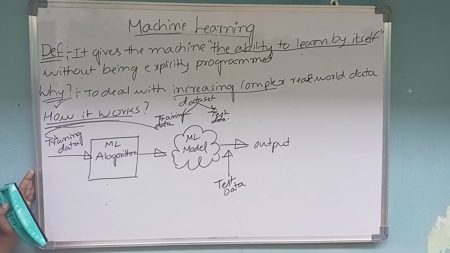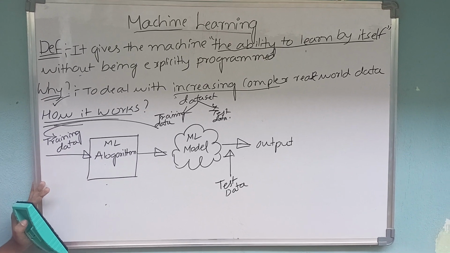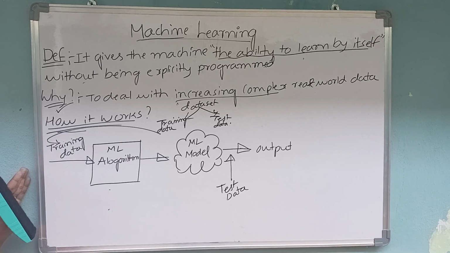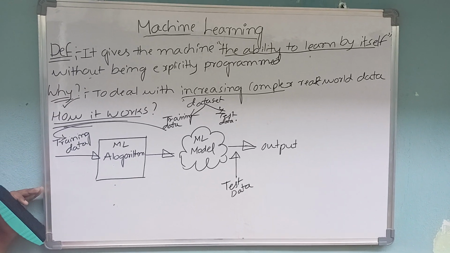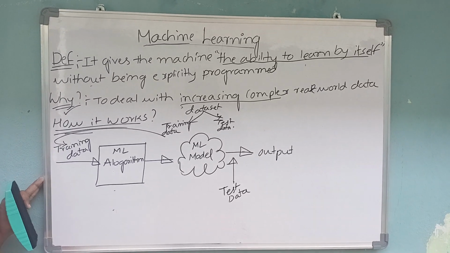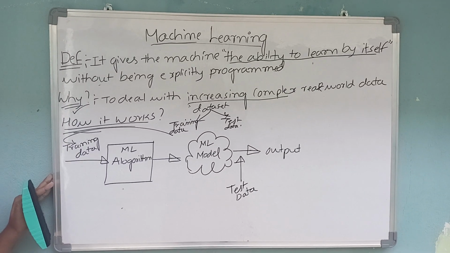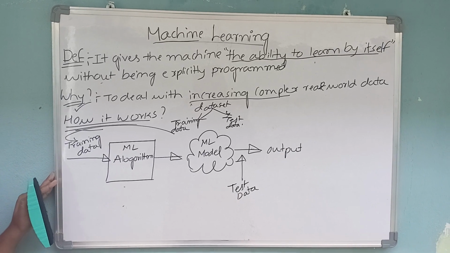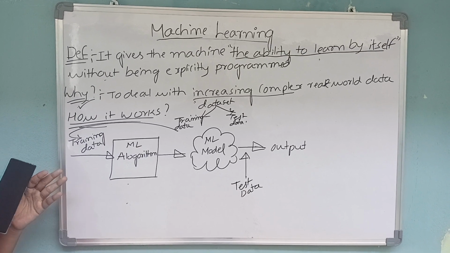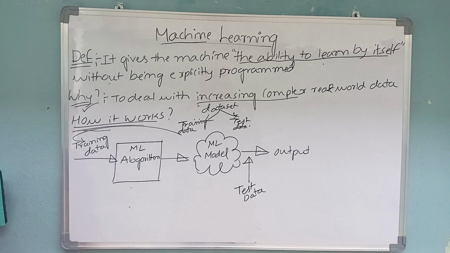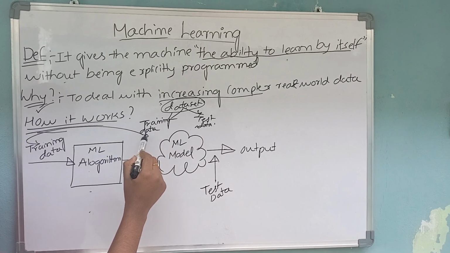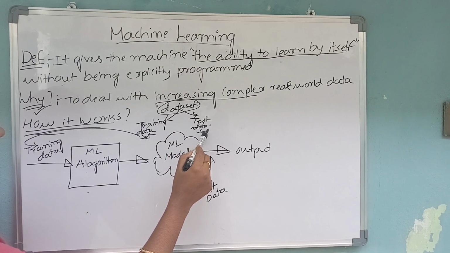So why do we use this machine learning technology? To deal with continuously increasing data, we use machine learning because human capability is insufficient to deal with this continuously increasing complex data. So by using this technology, it can easily deal with the complex data. The entire data is divided into two sets: training data set and test data set.